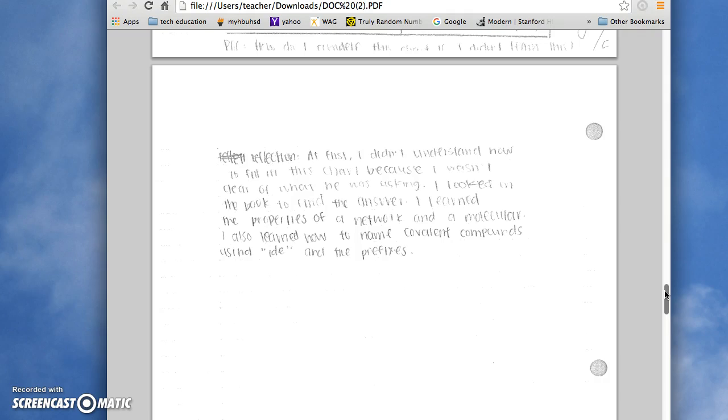So we really need to work on these reflections. It's a weakness, and it's one of those things where we're going to get dinged as we move into the demonstration phase.